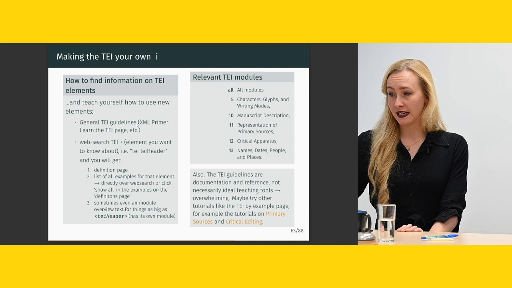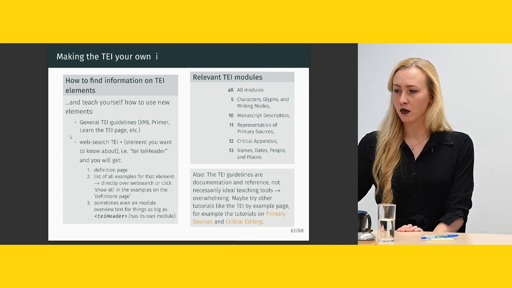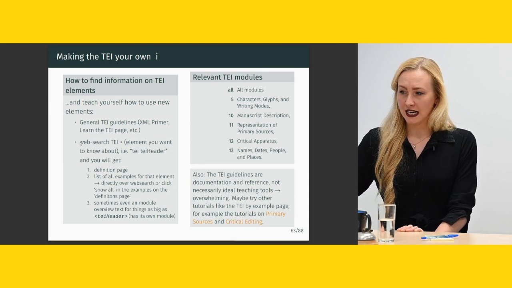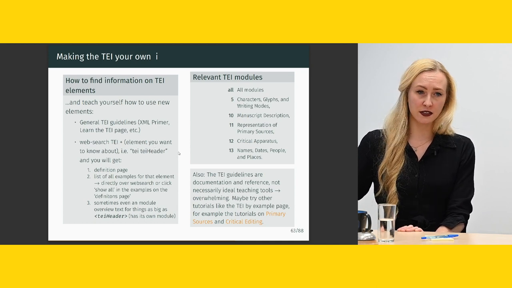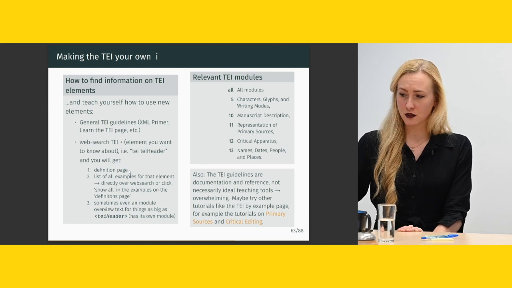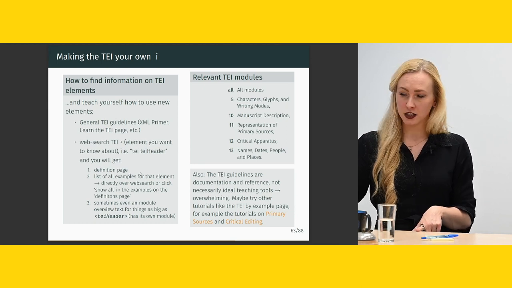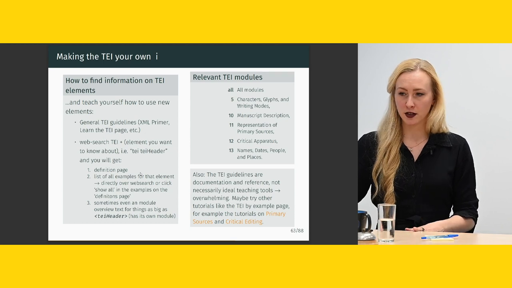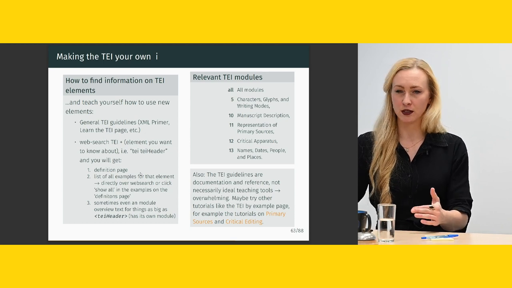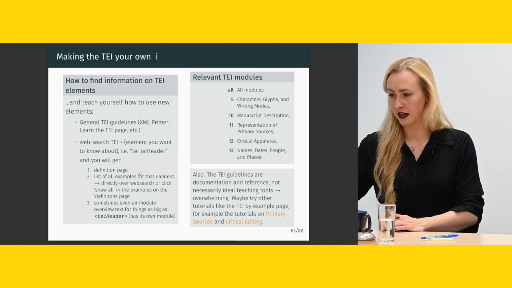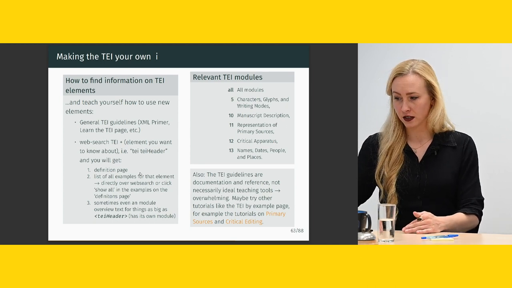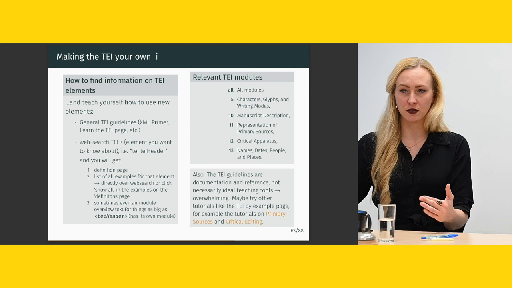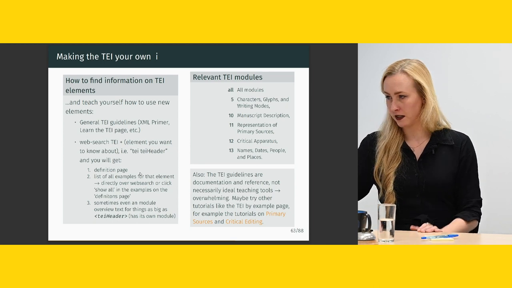So there are the general TEI guidelines that also contain an XML primer or the Learn the TEI page. What I usually do is web search TEI plus the element that you want, like TEI, TEI header, and you will usually get different types of pages. That is a definitions page. There's a list of all examples for that element. You can find it directly over web search or click on show all in the examples of the definitions page. I'm just going to show you quickly after this. And sometimes there's even a module overview text for things as big as the TEI header, because this has its own module and there's a long explanatory text, and you can usually find everything that you need.